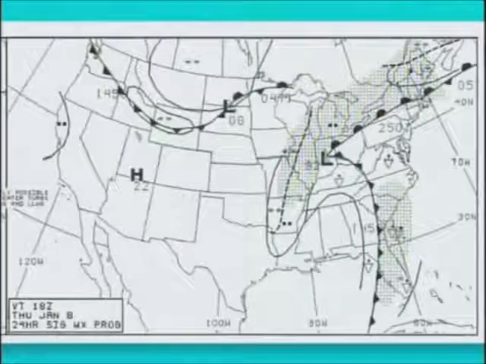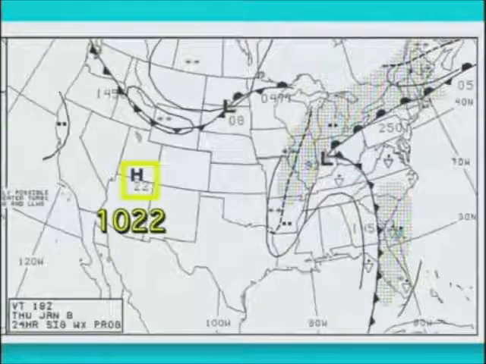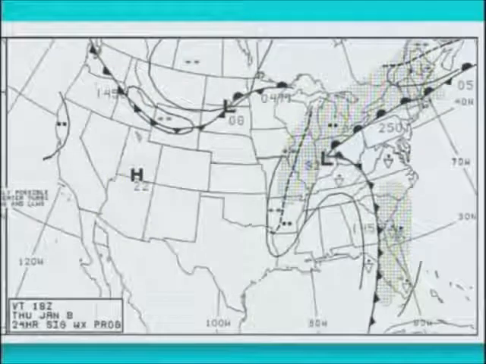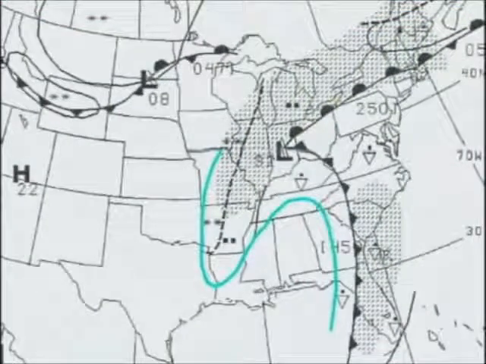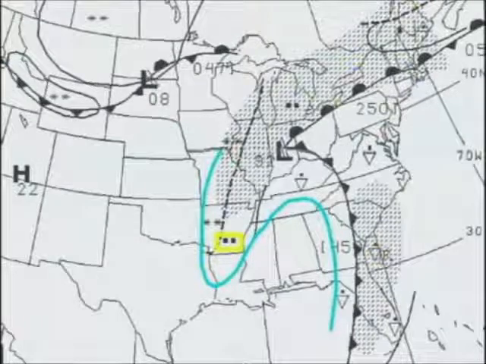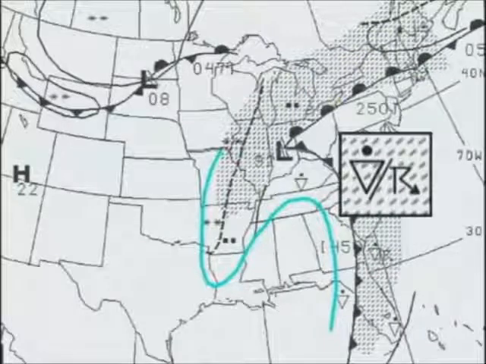On the lower panels, fronts and pressure centers are presented in the same manner as they are on surface analysis charts. In this example, this high has a barometric pressure of 1,022 millibars. Solid lines are used to denote areas of precipitation. Symbols are inserted to denote the type of activity expected. For example, 2 dots indicate rain, while 2 star symbols represent snow. A mixture of precipitation is indicated by showing 2 pertinent symbols separated by a slash.